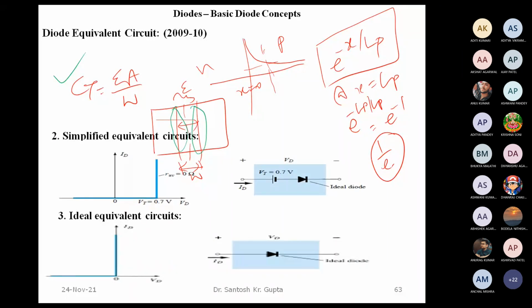Another thing here we can see is something called diode equivalent models here. I think I should restart it.